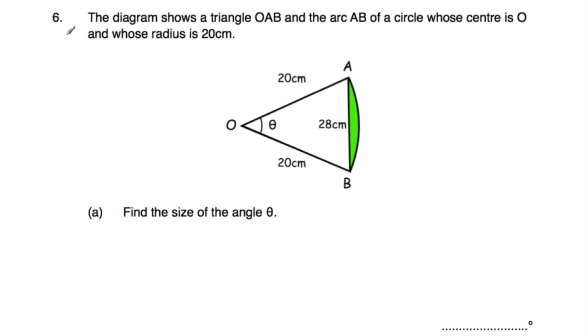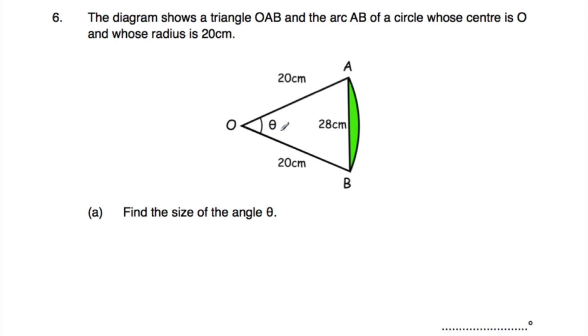Okay, let's have a look at question number 6. Question number 6 says the diagram shows triangle OAB and arc AB of a circle whose centre is O and its radius is 20 centimetres. And we've been asked to work out the size of this angle theta. So we need to find the size of this angle theta. Now there's a couple of ways we can do this.